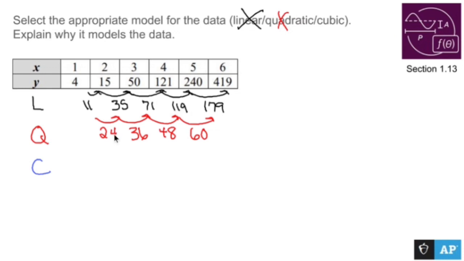So in order for something to be cubic, the rate of change of the rate of change of the rate of change has to be the same over equal length input value intervals. So how do I get from 24 to 36? Add 12. How do I get from 36 to 48? Add 12. How do I get from 48 to 60? Add 12. Is it cubic? Yep. So this is cubic because the rate of change of the rate of change of the rate of change are the same over equal length input value intervals. Isn't that fun?